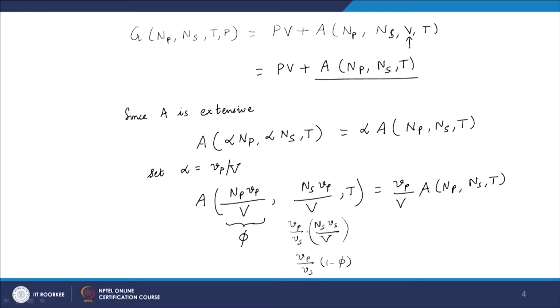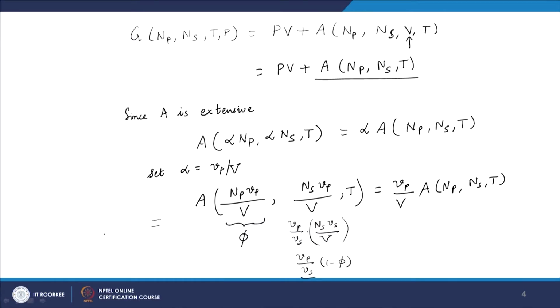Now, note what you have on the left hand side. The first two terms I have represented as a function of phi and temperature, because Vp by Vs is anyway a constant. So, I can write it as a function of phi and temperature. So, we have reduced one more variable. We no longer talk about the number of molecules of solute and solvent. I talk about the volume fraction of solute.